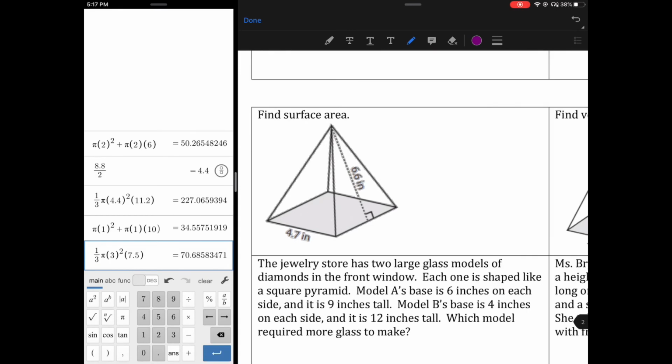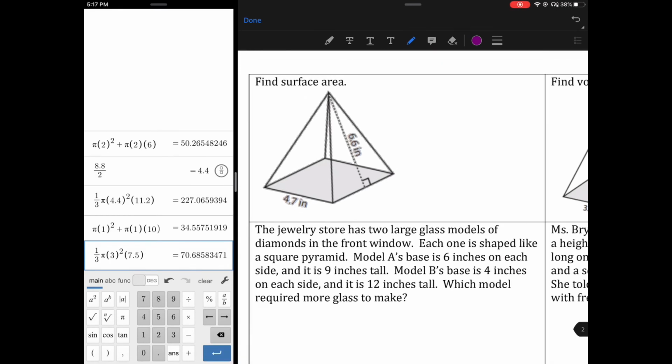And then lastly, we have the surface area and the volume of square pyramids. So the first problem, we're going to find the surface area. If you look on your formula sheet, the surface area is 1/2 LP plus B.